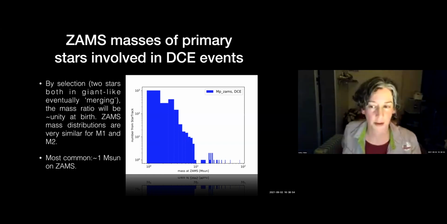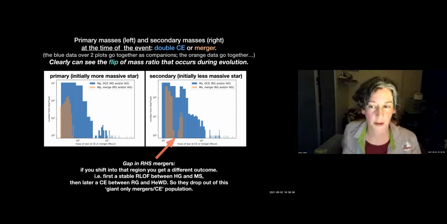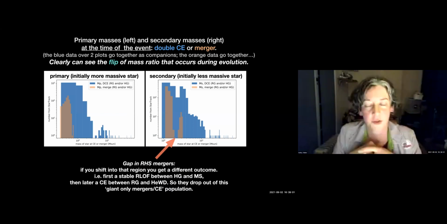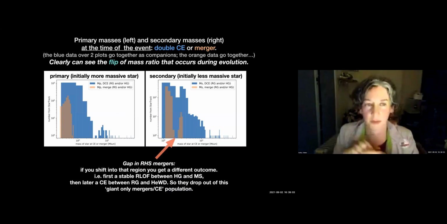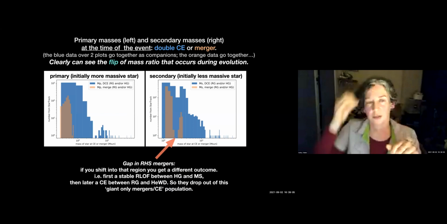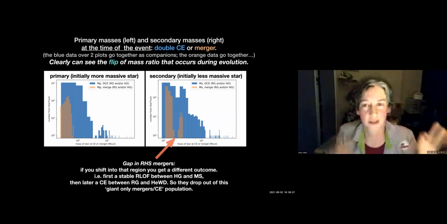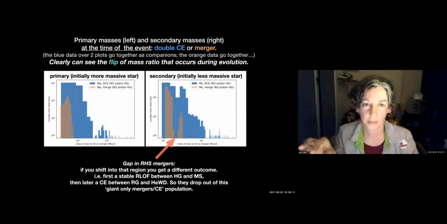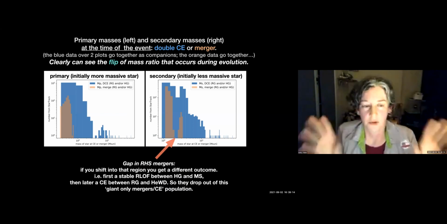Now I want to show you a figure showing the masses that these stars have at the time of the merger or at the time of the interaction. I'll explain this plot because these plots might be a bit confusing. The primary masses are plotted on the left, and the secondaries, so the less massive star at time of birth, are on the right.